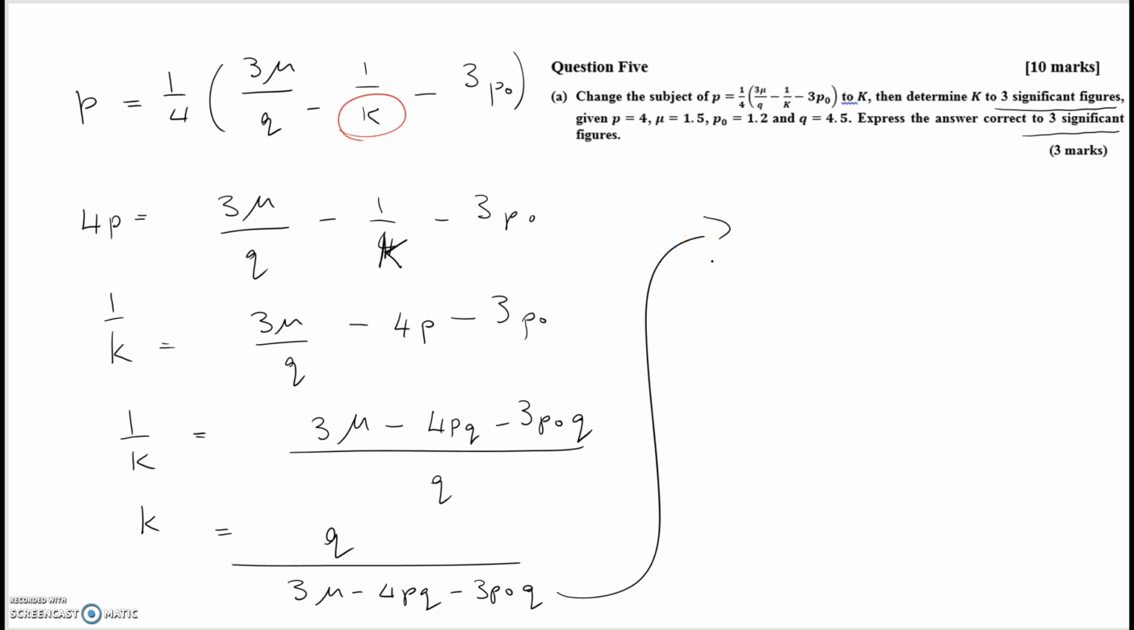Okay, we've got those values, we can put them in, and then we get that K is approximately equal to negative 0.0538 to 3 significant figures.